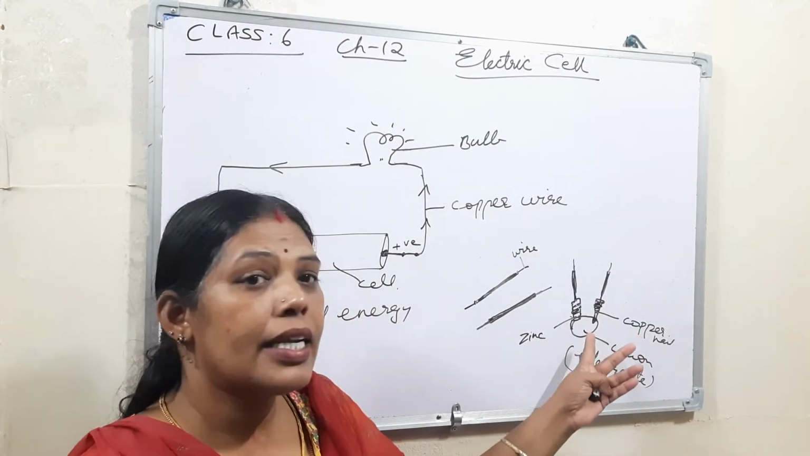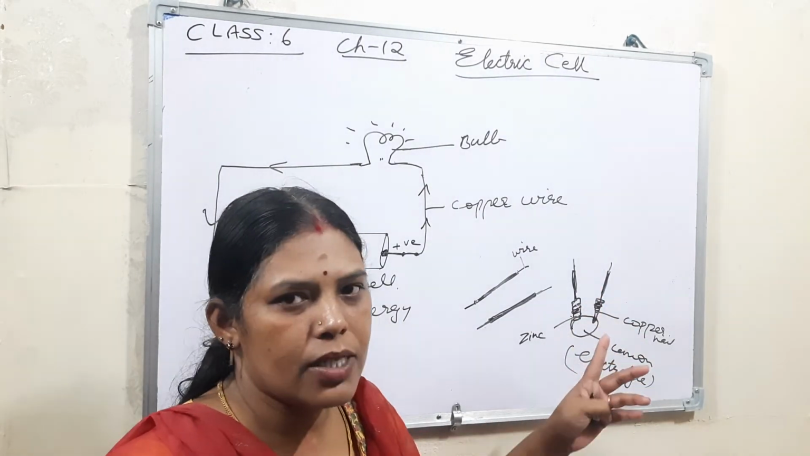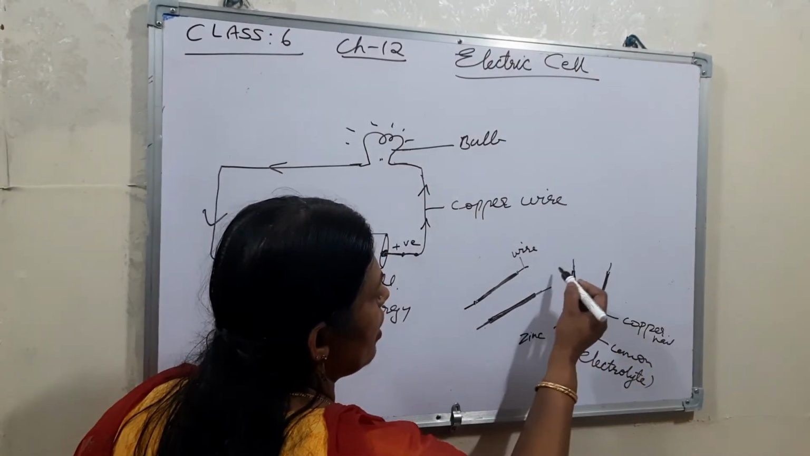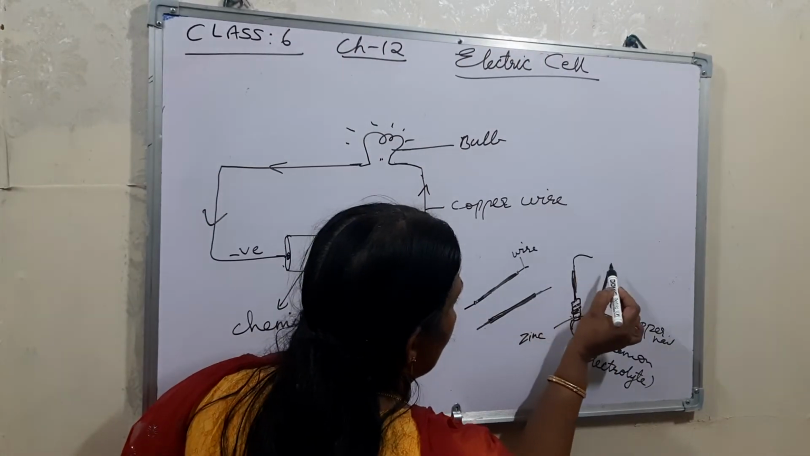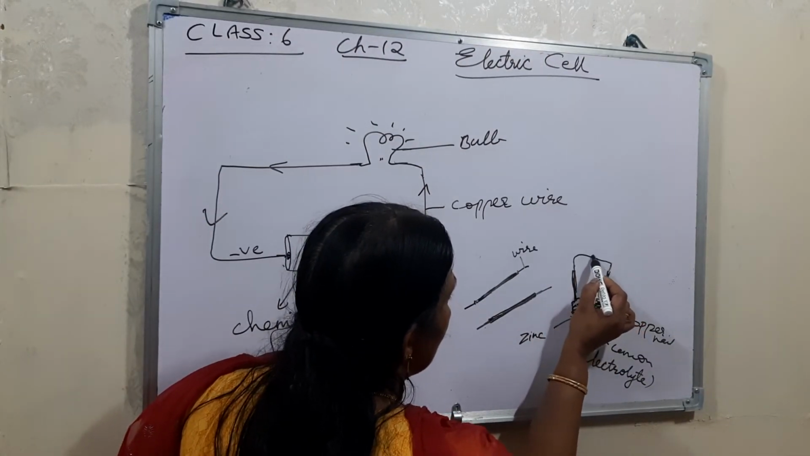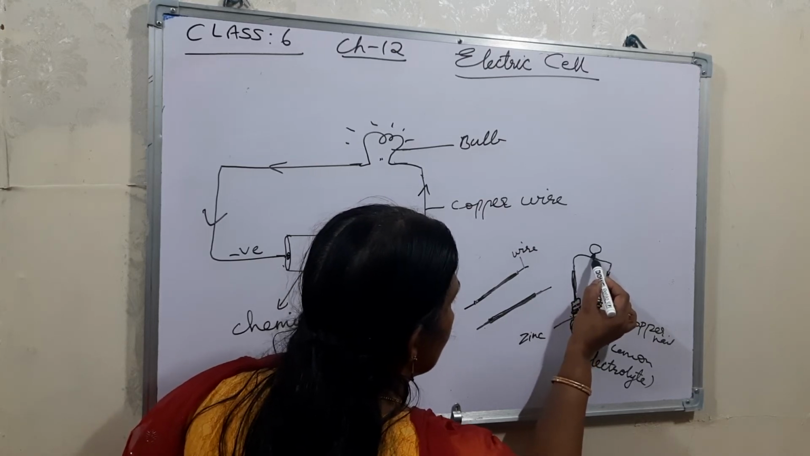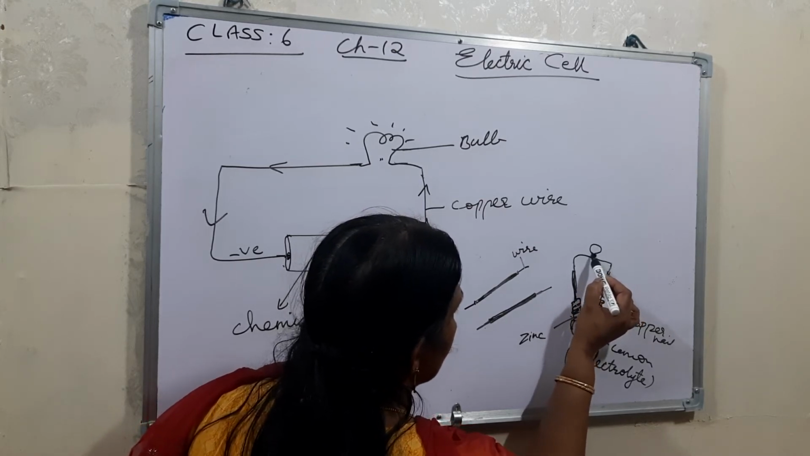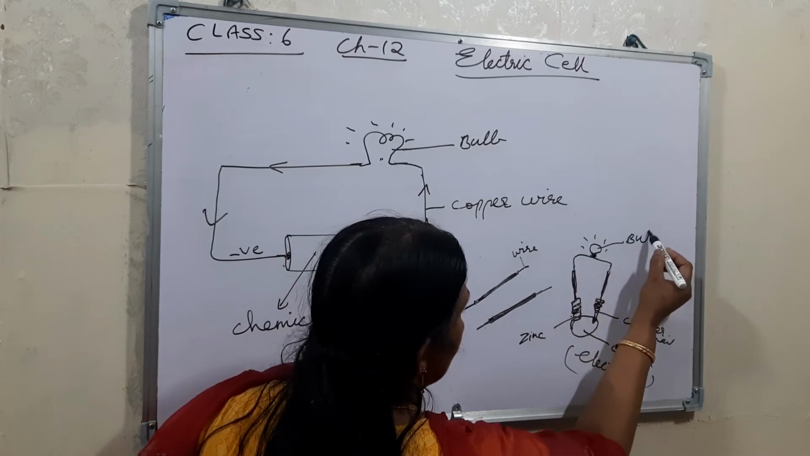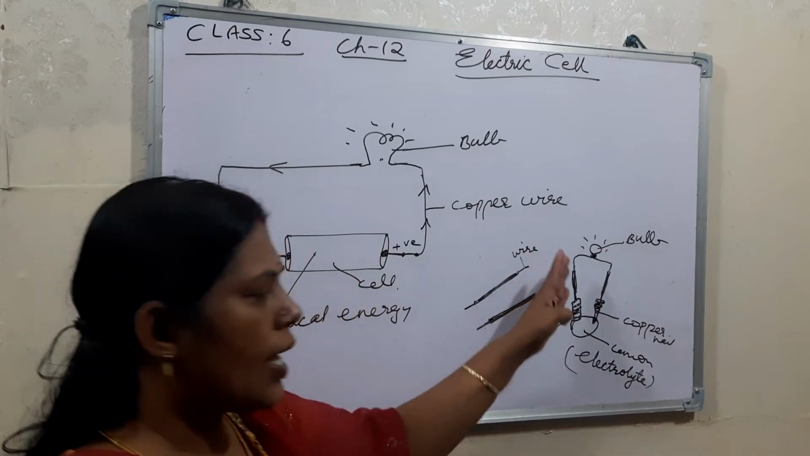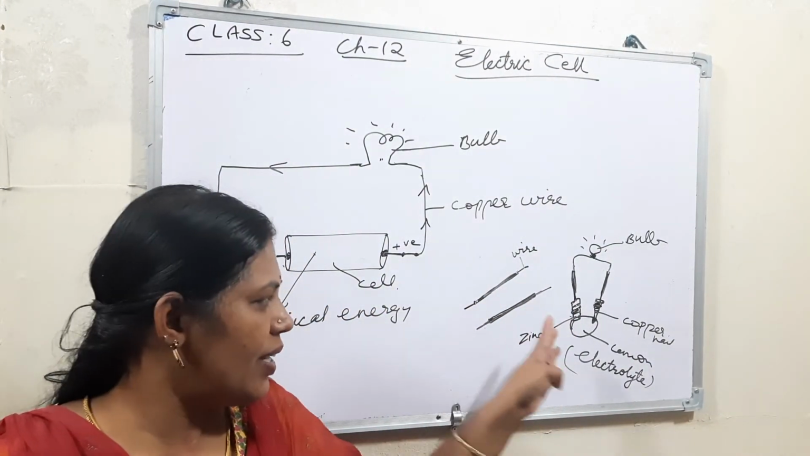The electrical energy is produced, and the electric current passes through these wires. At both the ends of the wire you can connect a small bulb. Then it glows. So this is a simple electric circuit. You can make it yourself.